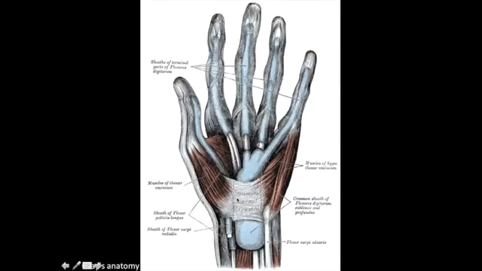Notice that the flexor tendons are covered by the transverse carpal ligament, also known as the flexor retinaculum. Also note that the tendon sheath of the flexor tendons extends distally to the level of the distal phalanges of the thumb as well as the second through fifth digits.